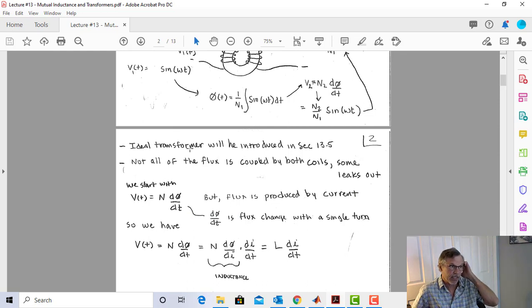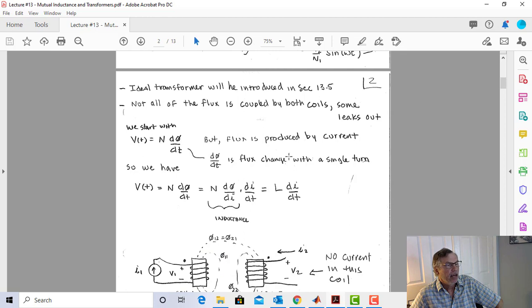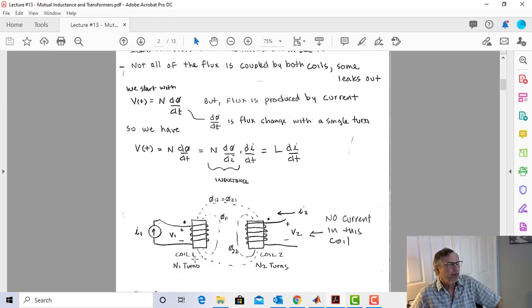So we're going to introduce the ideal transformer in section 13.5, and what we're going to do now is we're going to say not all the flux is coupled by both coils. Some leaks out. And so here's a picture of that. Here are two coils, and they are wrapped around some ferromagnetic cores, but the core doesn't go all the way around like it did with the toroid. What's this core? A nail. That'll work.